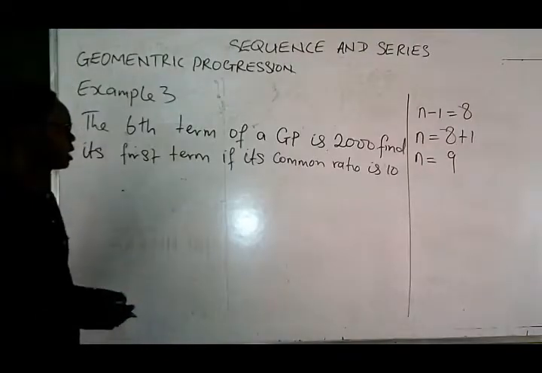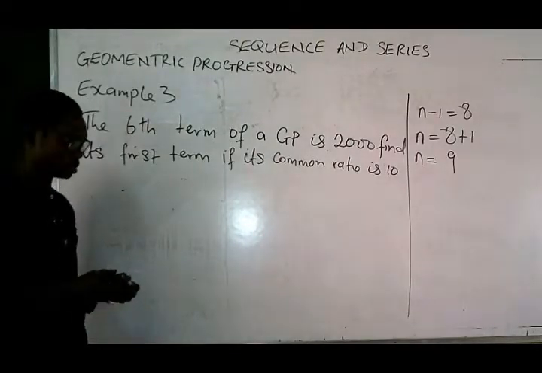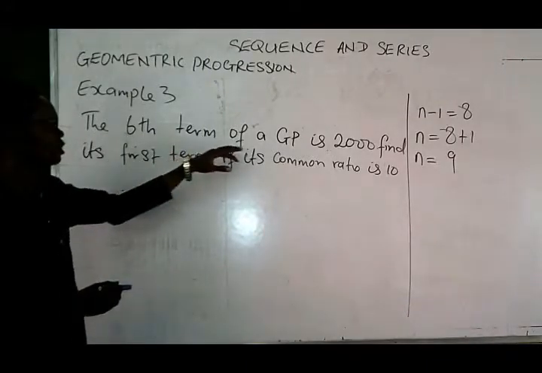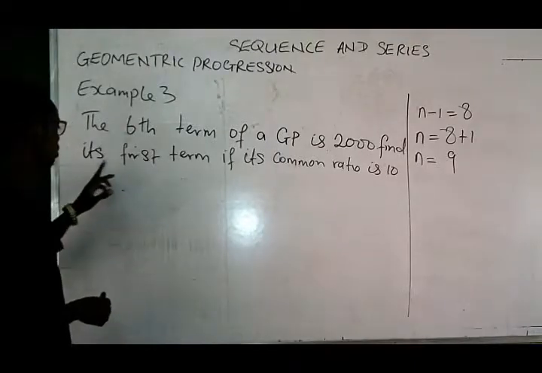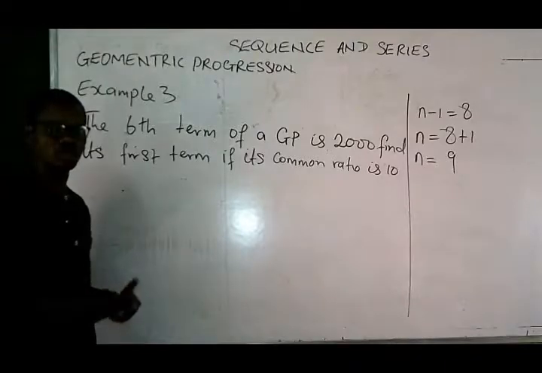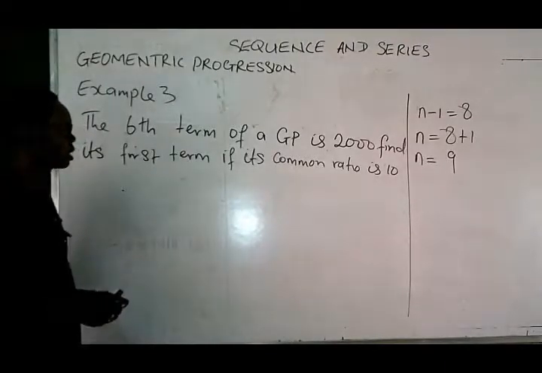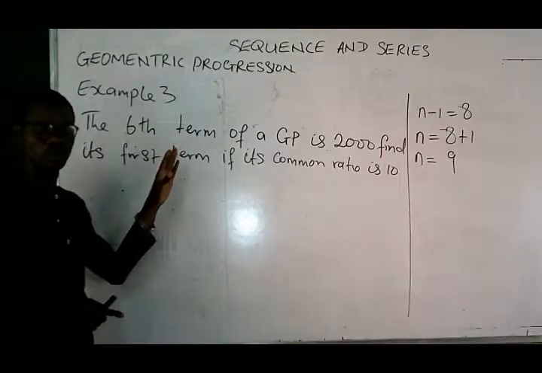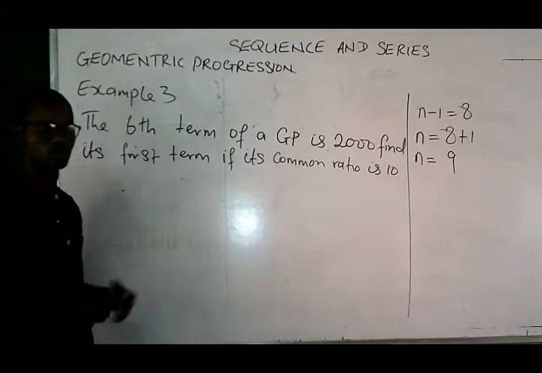Here is another example. Example 3. It says, the sixth term of a GP is 2000. Find its first term if its common ratio is 10. So they gave us the common ratio and they said the sixth term of this geometric progression is 2000. So we have to find the first term.